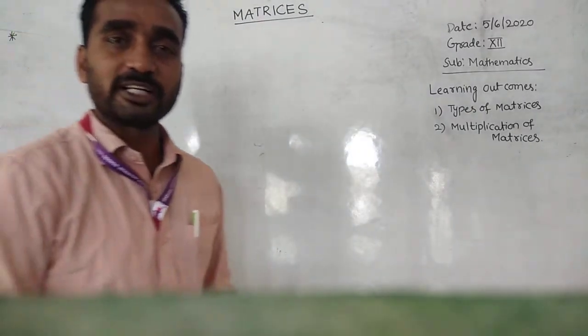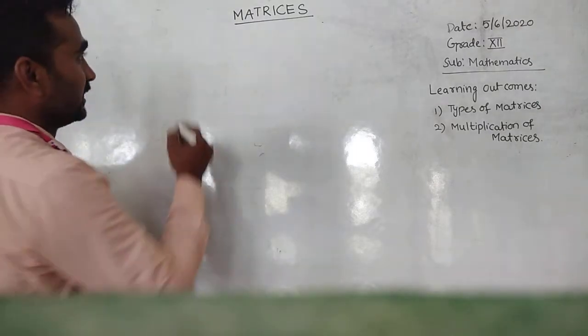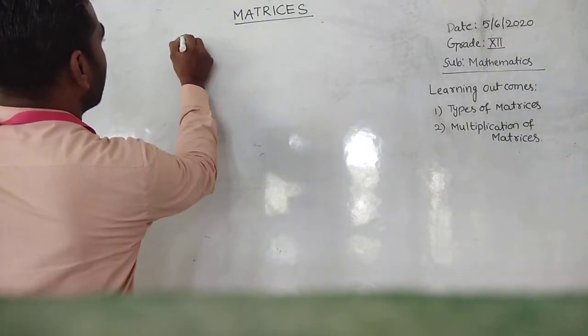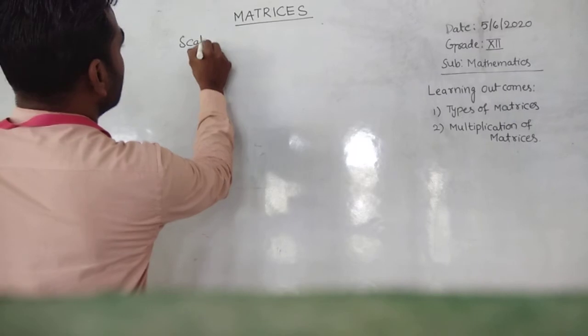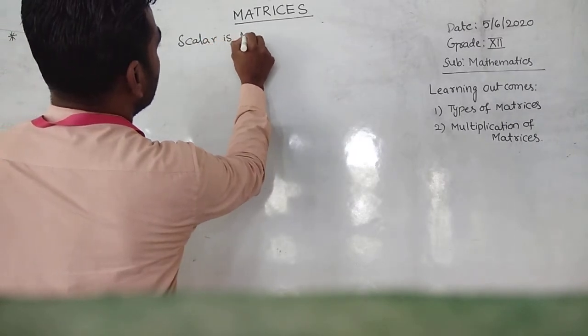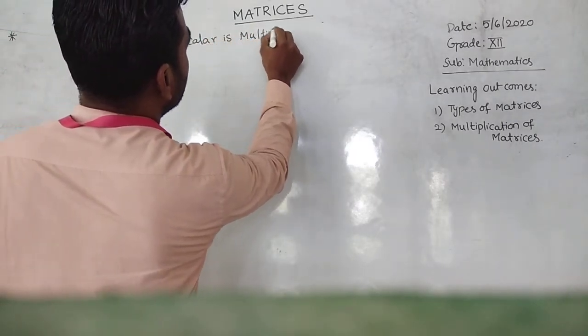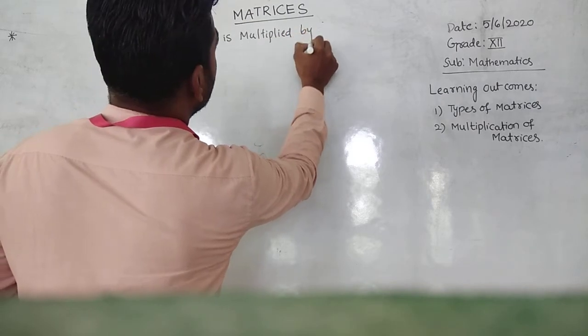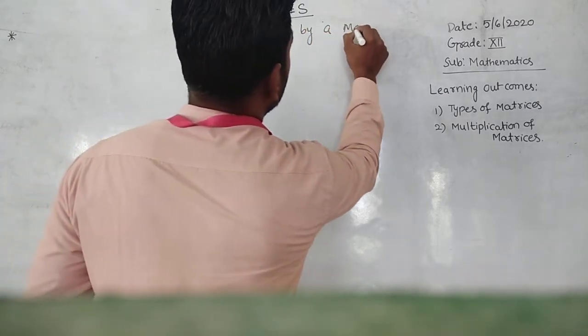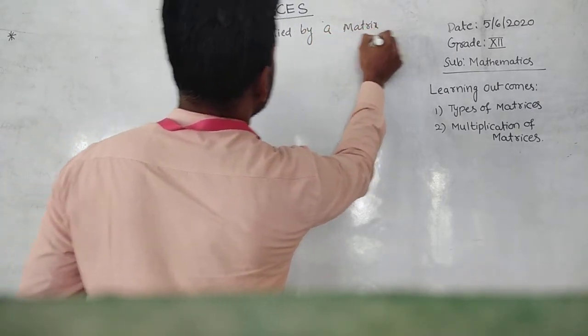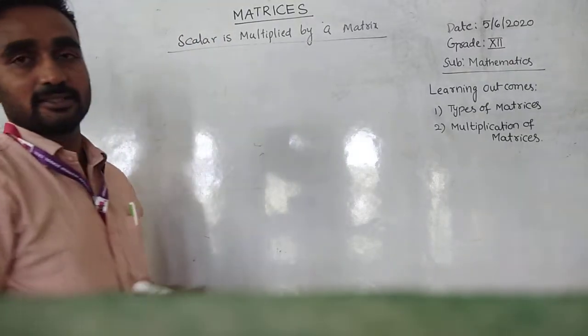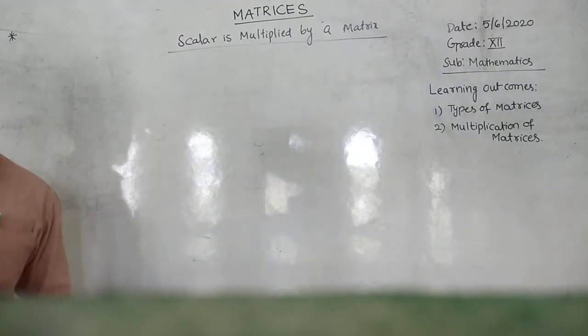A scalar is multiplied by a matrix, or a matrix is multiplied by a scalar.